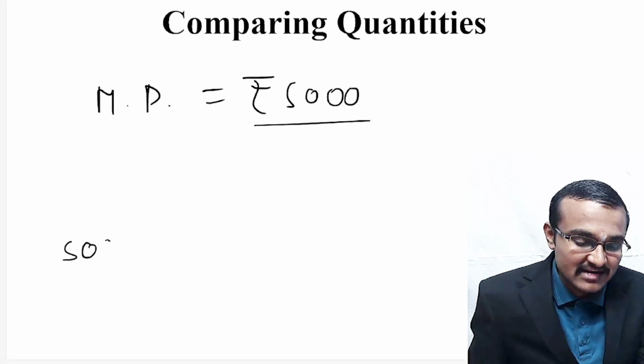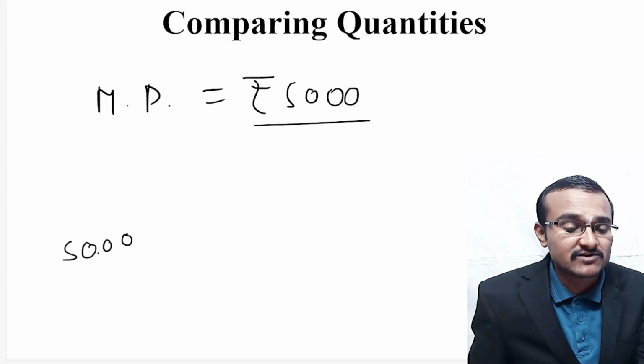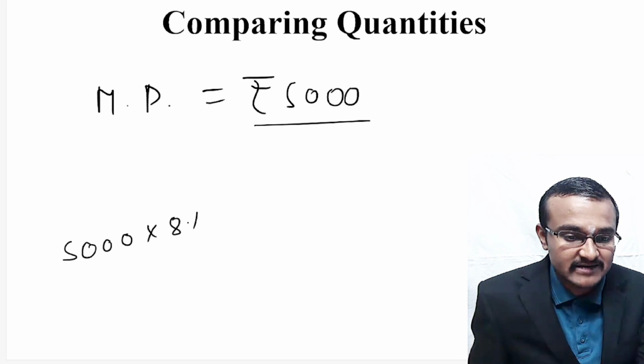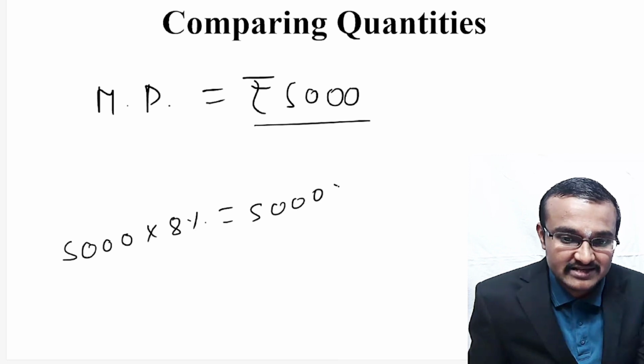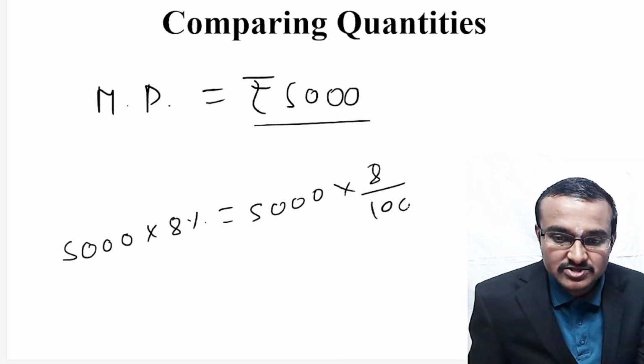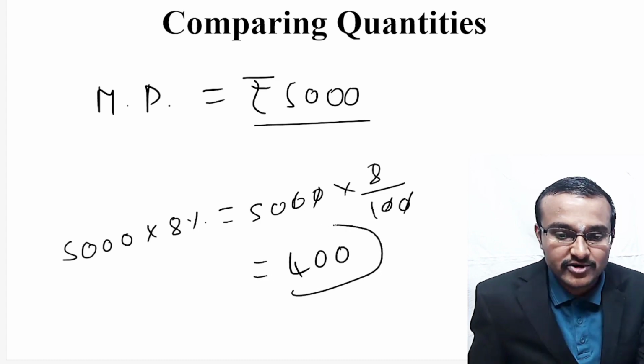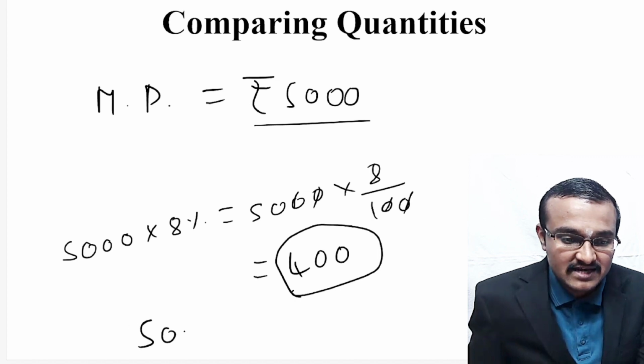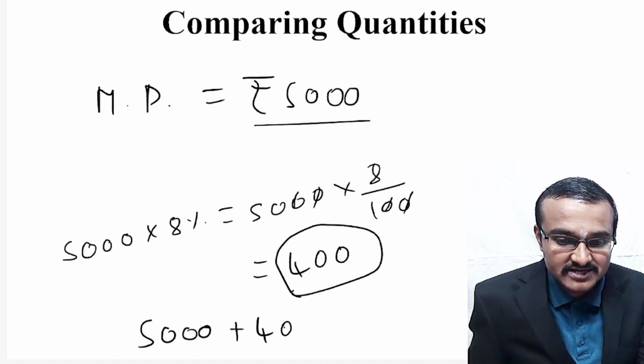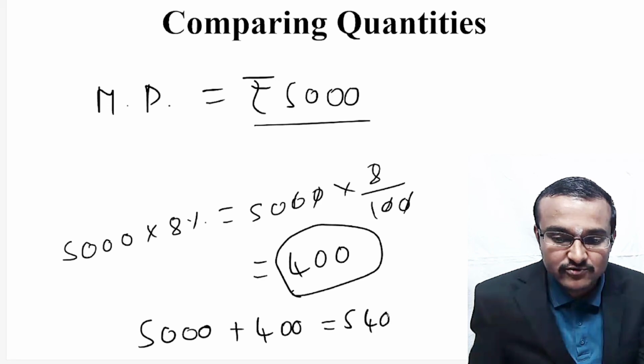So initially the value of this particular product was 5000 rupees. When tax of 8% was added to it, you should calculate what the tax was. So 5000 into 8%, so 5000 into 8 by 100. Here the zeros get cancelled. 8 fives are 40, so 400 will be remaining. So 400 is the tax. When 400 is added to this 5000, you got 5400.